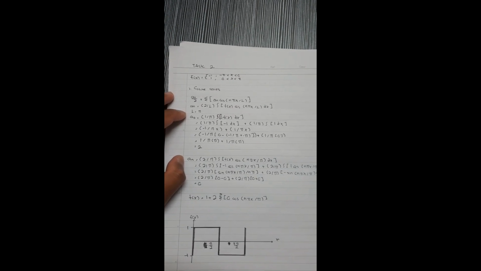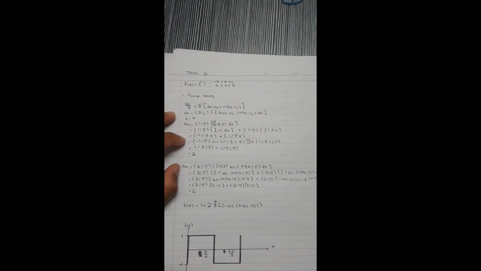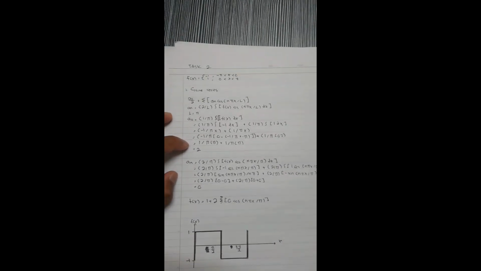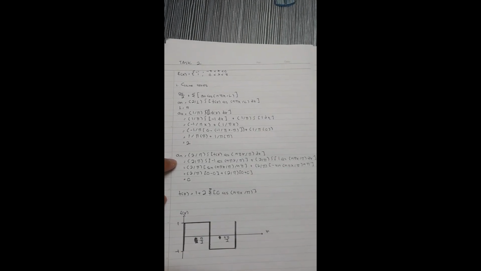Alright, for the cosine series expansion. Now, let's break down the square wave using the Fourier series. We will begin with the cosine series. First, we calculate the coefficient of a naught, and after we integrate this function over its period, which is pi, we get that a naught is equal to 2. And then we calculate the coefficient of a n. It turns out to be 0 for all the n values.